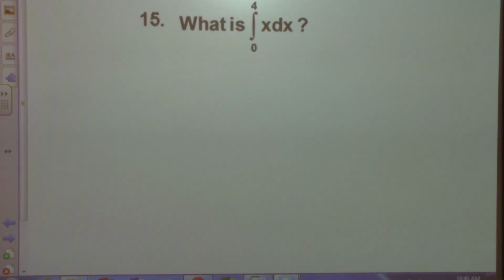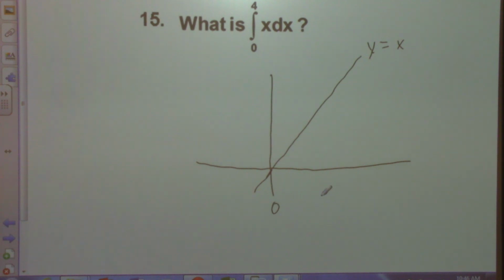And then this one here, what is the integral from 0 to 4 of x dx? For this one, I think I saw somebody who made a drawing of it. You have y equals x like this, and then the limits of integration are from 0 to 4, and so you have this. So what you have is a 4 by 4 base and height, and so that's going to be 16 divided by 2, or 8.